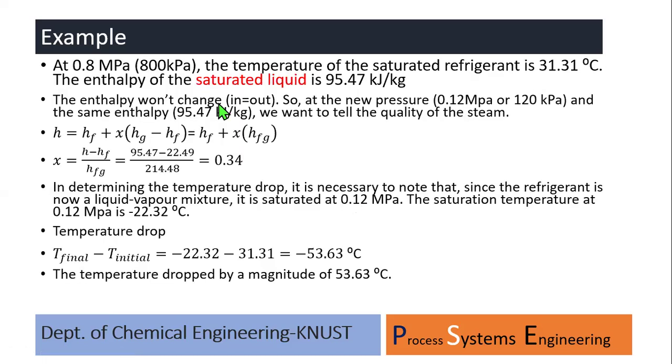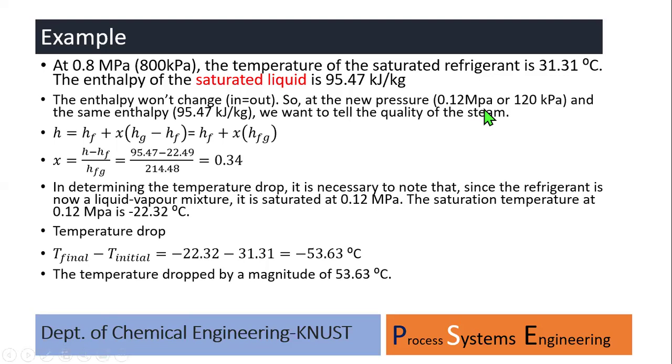So let's take it one by one. We said at 0.8 megapascal, which is 800 kilopascal, the temperature of the saturated refrigerant was 31.31 degrees Celsius. So I think we are fine with that part because you read that one from the table. And then the enthalpy of the saturated liquid, emphasis on saturated liquid, because the question told us it's a saturated liquid, will be 95.47 kilojoule per kilogram. So we read hf because it was a saturated liquid. Now we also know that the enthalpy is not going to change. So what is coming in will be equal to the enthalpy coming out. So that's all going to be 95.47 kilojoule per kilogram.